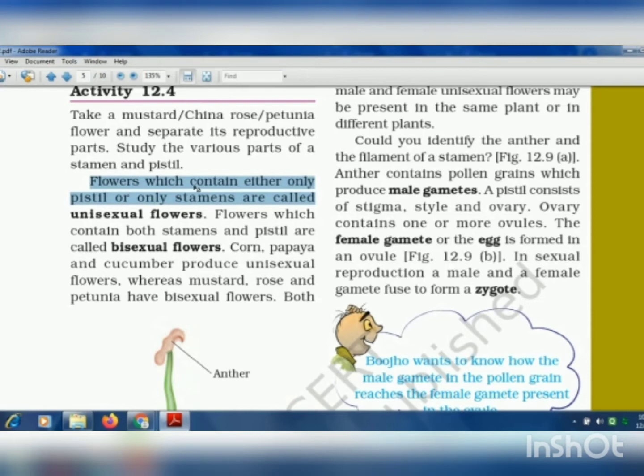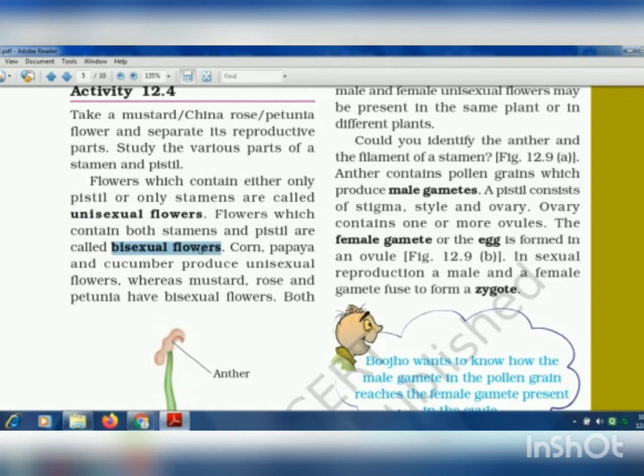So the flowers which contain only stamen or only pistil, meaning a flower has only the male part or only the female part, are called unisexual flowers. And the flowers which have both parts in a single flower, stamen as well as pistil, are called bisexual flowers.